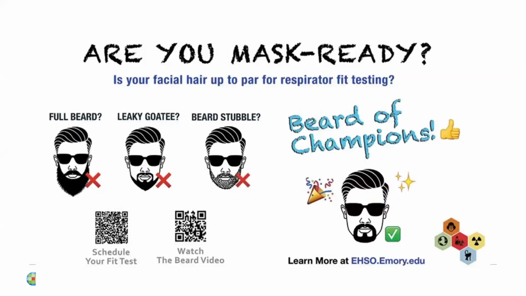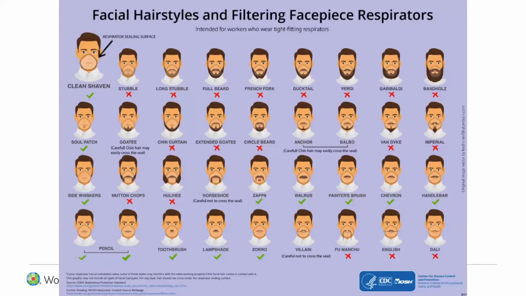And of course, if you do determine that you are actually interested in wearing a mask, you have to be mask ready. And that probably means that you're going to have to trim your beard if you have one. And of course, there are very many guides to the types of beards that you can and you cannot have. For example, you can be a villain, but you have to be careful not to cross the seal.